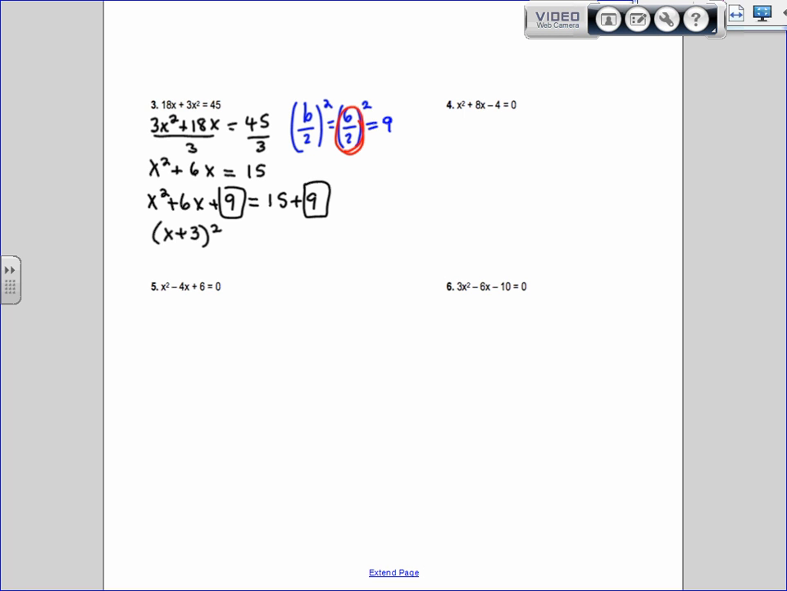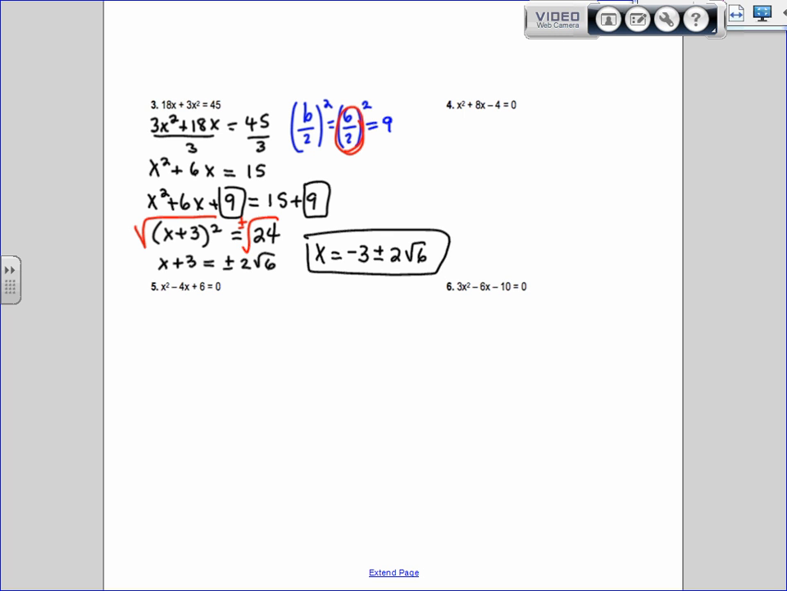All right, and it equals 24. Square root of both sides, plus or minus. So I get x plus 3 equals plus or minus the square root of 24. 2 root 6. Yep. And then subtract the 3 over. So we leave our answer as x equals -3 plus or minus 2 root 6.